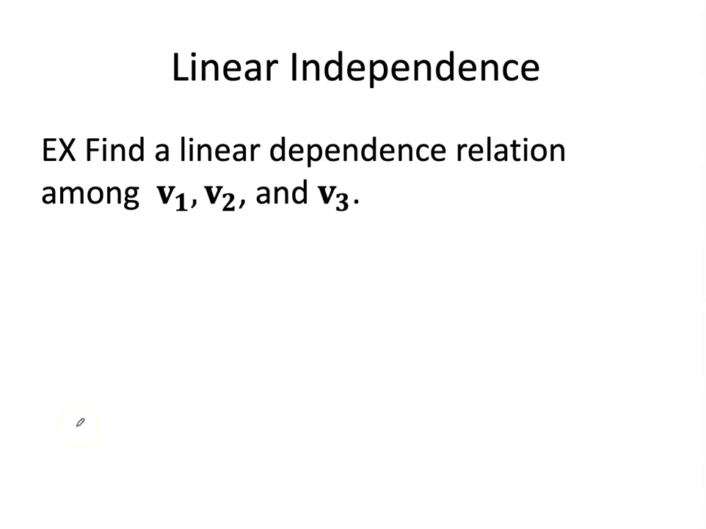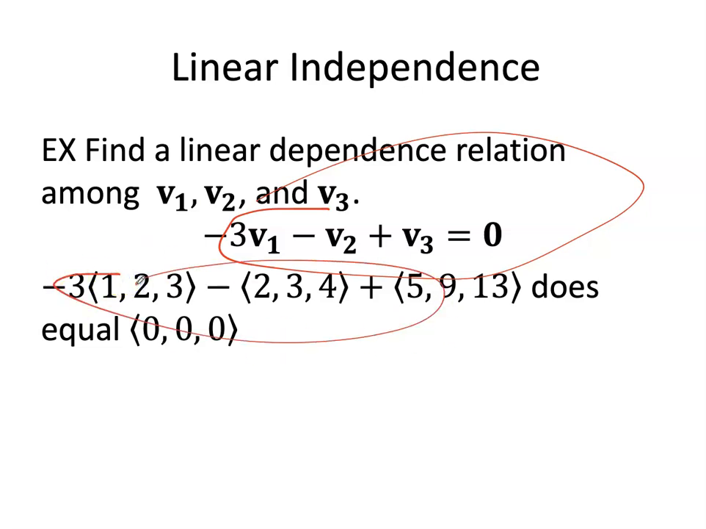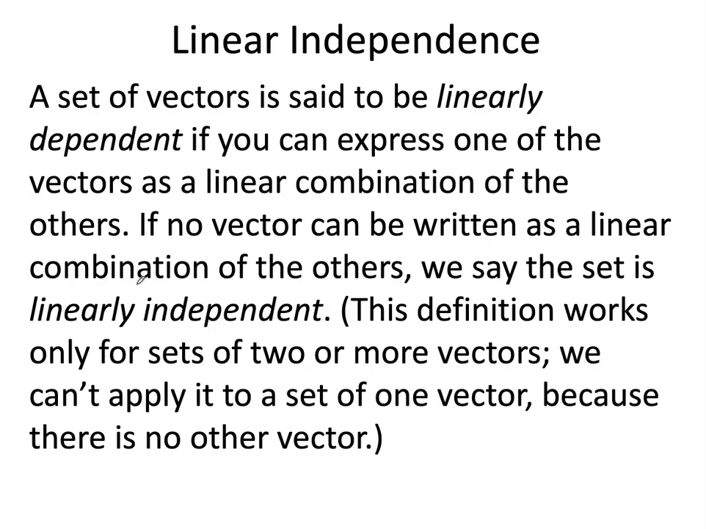Let's find a linear dependence relation among v1, v2, and v3. Well, we just saw a moment ago what that is. Negative 3v1 minus v2 plus v3 equals 0. That would be our linear dependence relation because we saw a moment ago that c1 equals negative 3, c2 equals negative 1, and c3 equals 1 works as a solution. And if you do plug in v1, v2, v3, you find that this does indeed equal (0, 0, 0). So we said earlier that a set of vectors is linearly dependent if you can express one of the vectors as a linear combination of the others.